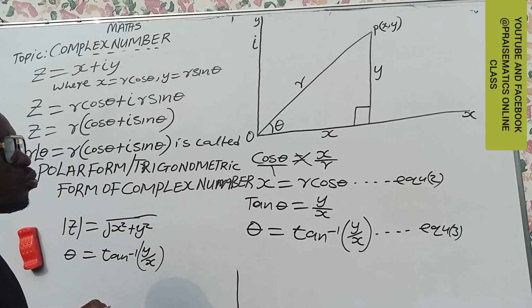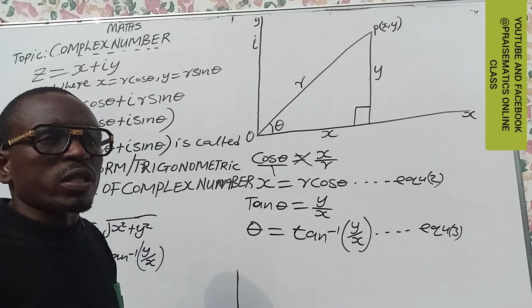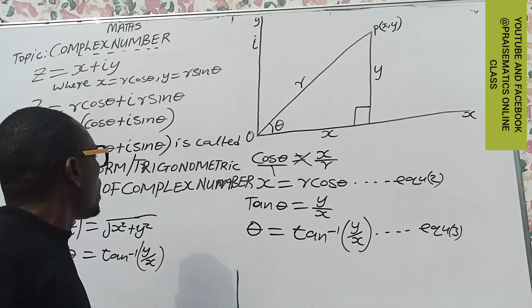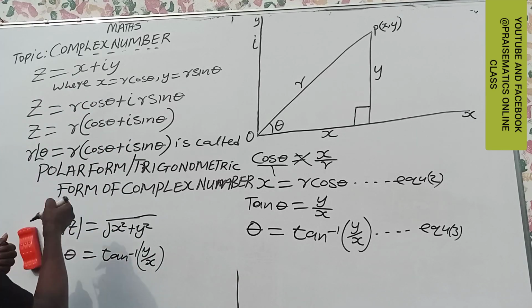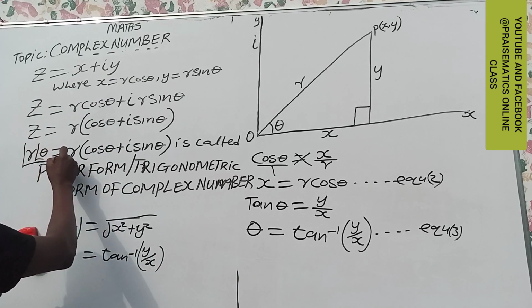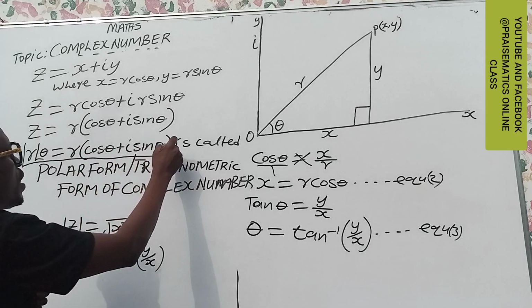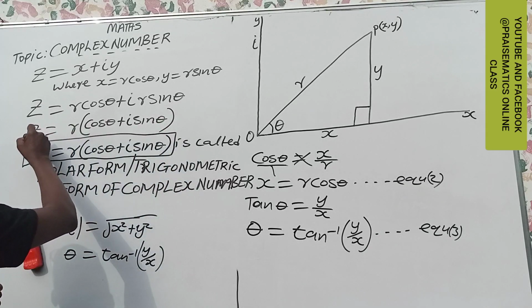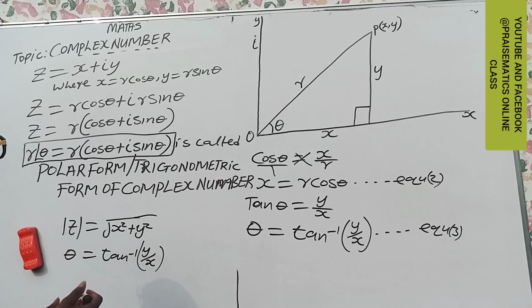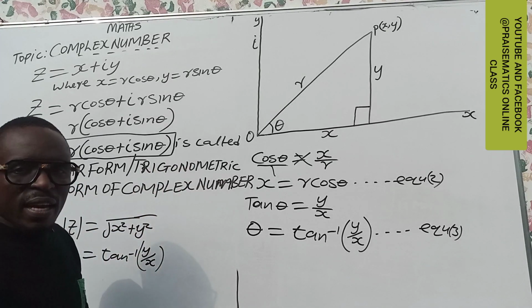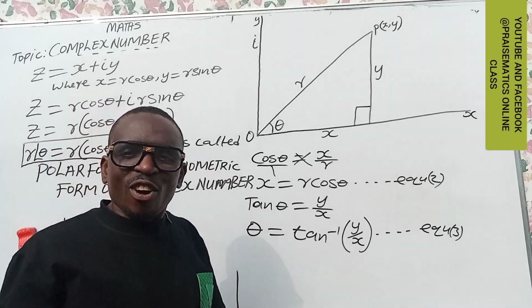So whenever they ask you to find the polar form or trigonometric form of complex number, you apply this formula. Very, very important. You apply this formula to find the trigonometric or polar form of complex number. So that is how to derive it. And I know you understand it. Thanks and God bless you.